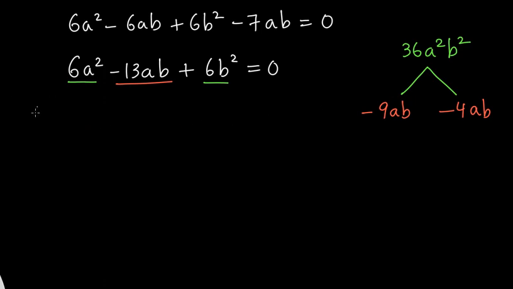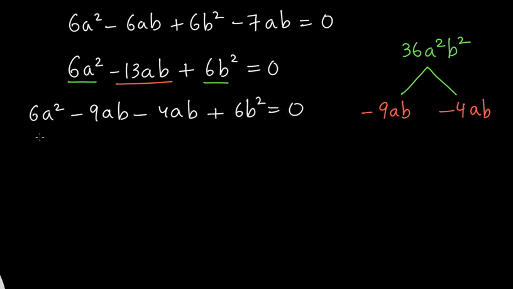So now we write this as 6a square minus 13ab will be written as minus 9ab minus 4ab plus 6 times b square equal to 0. Now from the first group, you can take some common factor, right? 6 and 9, they have a common factor of 3. We can take that. And a is present in both the terms. So we take 3a outside. So 3 times 2 is 6, right? So we have 2 remaining and a times a is a square.